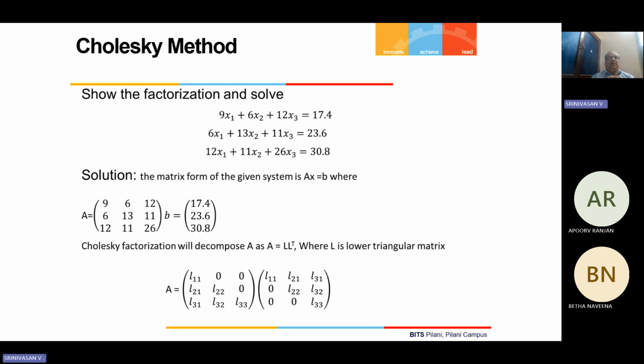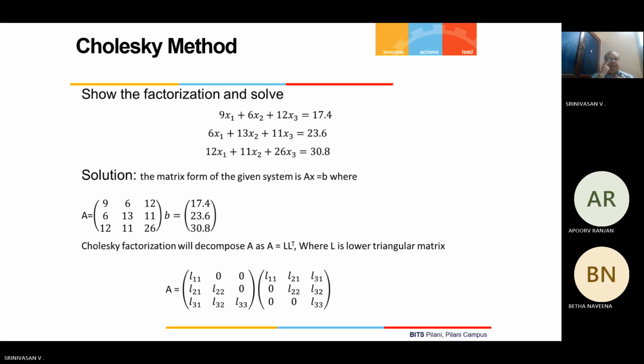Now let's go to the last method, Cholesky method. Show the factorization and then solve. The matrix form of the given system of equations is AX equal to B, where A equal to the given matrix and B equal to what we originally write. Of course, X you can also write as the column vector X1, X2, X3. Cholesky factorization will decompose A as L into L transpose. Either you can write U transpose into U or L into L transpose, so that the finding of entries of the matrix will be confined only to one of them. It is enough you find L so that you multiply with its transpose.